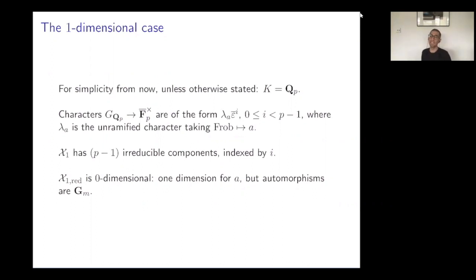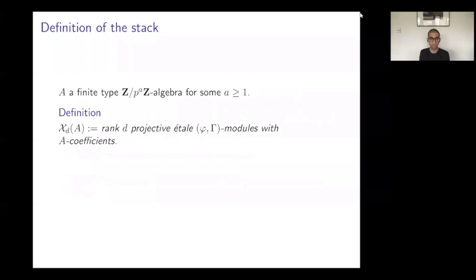However, the stack itself has one dimension, and that's basically because if instead of looking at characters valued in F_p, I look at characters valued in, say, a power series ring in one variable over F_p, I can start looking at other powers of the cyclotomic character, non-integral powers, and that gives me some extra variable. Okay, so that was something you could do in the one-dimensional case.